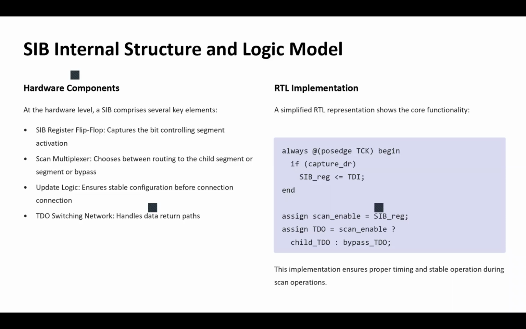Now we also have a TDO switching network. This part of the SIB logic controls how the TDO, the test data output signal, flows back out, either from the instrument or directly from the bypass path. Okay, so after the scan data flows into the chip through the TDI, it must exit through the TDO. So depending on whether the SIB includes the segment or not, the TDO output should be routed properly. So the switching network makes sure that the output data is correct, whether the segment was scanned or bypassed.